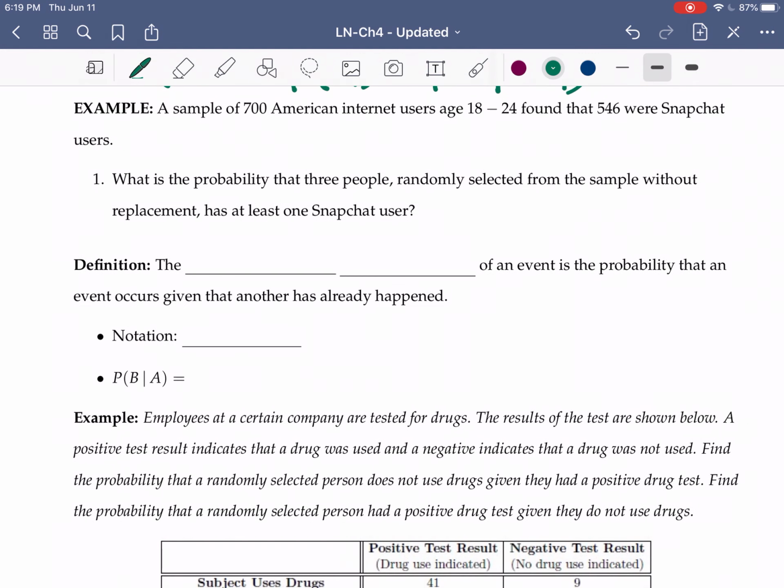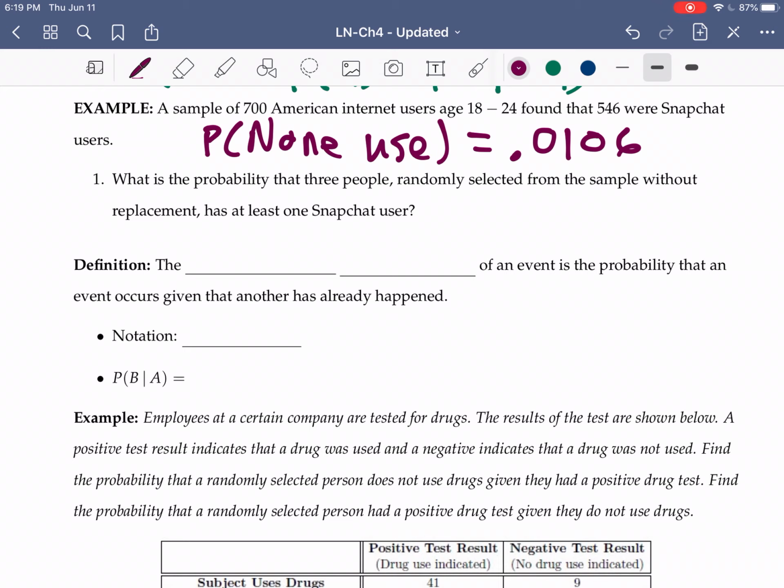So let's look at this example again. Here we have a sample of 700 American internet users, age 18 to 24, found that 546 were Snapchat users. What is the probability that 3 people randomly selected from a sample without replacement has at least one Snapchat user? So the probability that none of those 3 use it, we found in our last video to be 0.0106. You can look back to the last video to see how that was calculated.